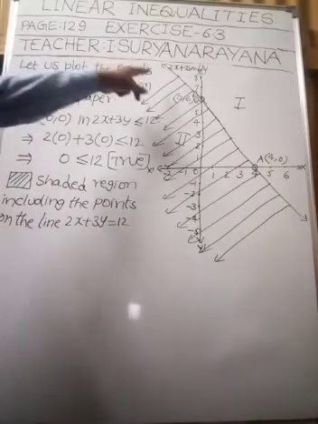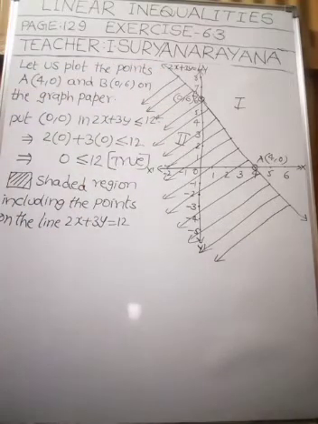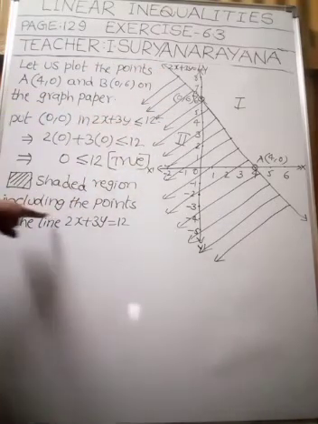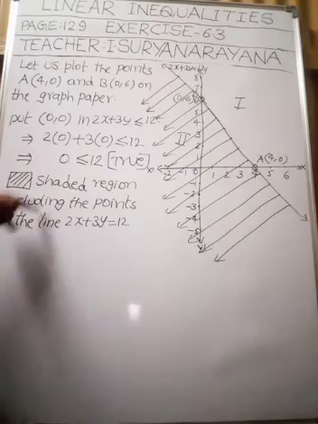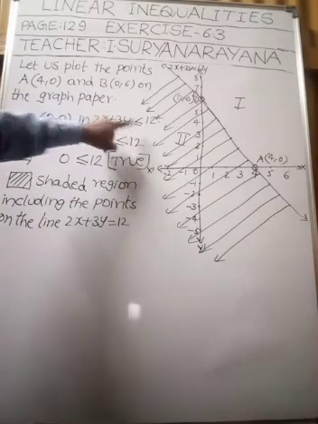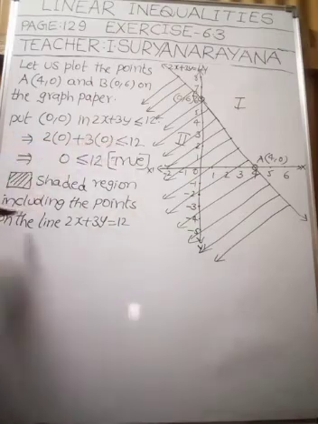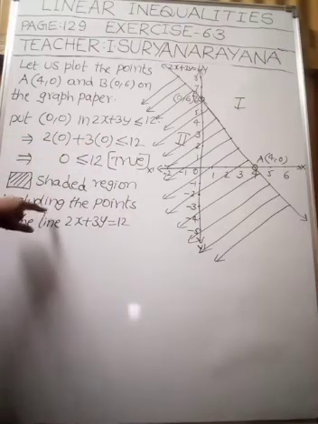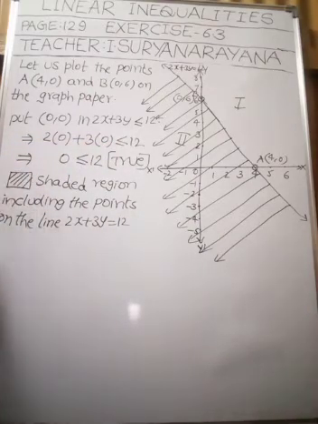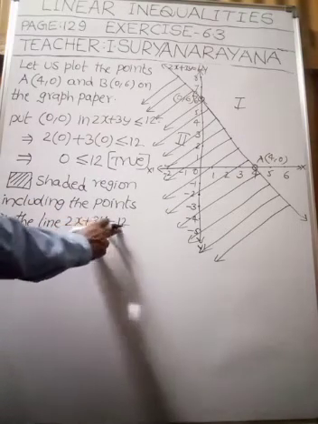What is the line here? 2x plus 3y is equal to 12, less than or equal to. So we write this word including. If only the less than symbol is there, or only greater than, we write here excluding. Understood this point, my children? Remember this word including the points on the line 2x plus 3y is equal to 12.